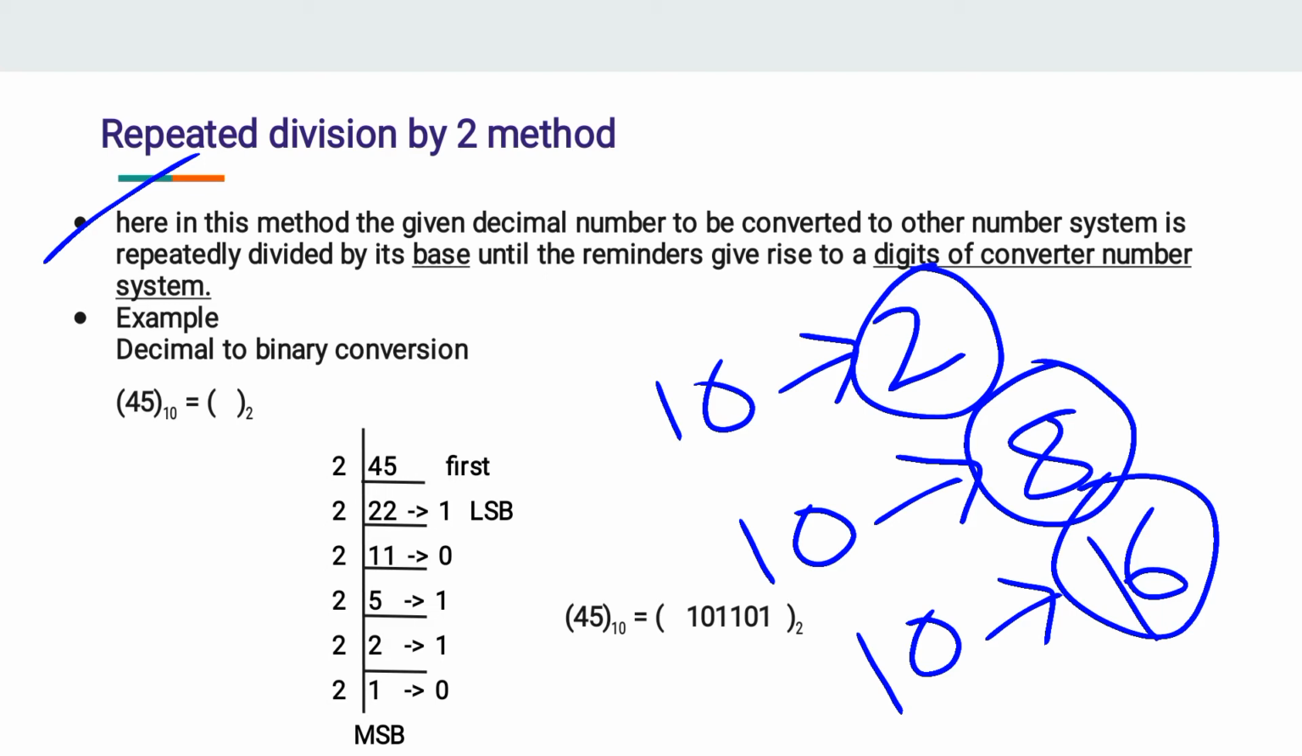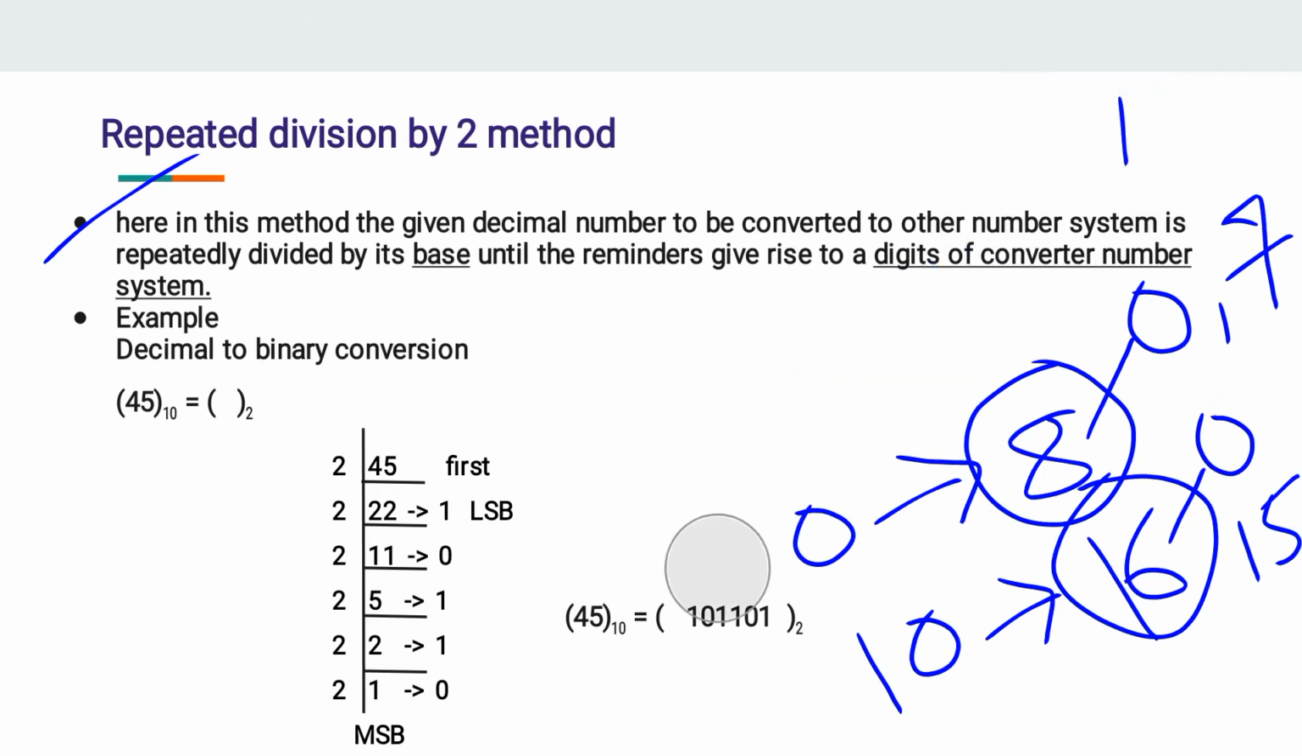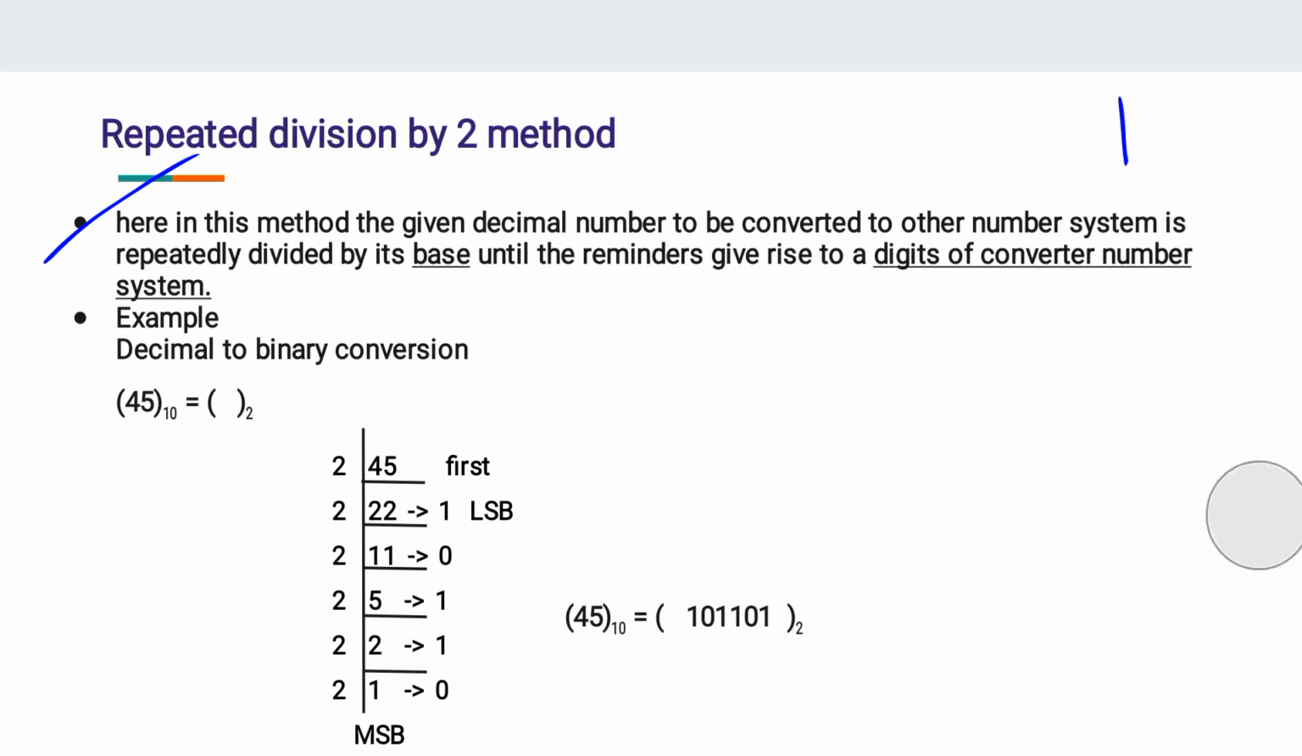So repeatedly divide by its base until the remainder gives rise to a digit of the converting number system. You have to divide until that number is in this range. That means divide until you get 1 or 0. Here divide until you get 0 to 7. Divide until you get 0 to 15. Clear? So by this you can do repeated division to convert the decimal to another number system.